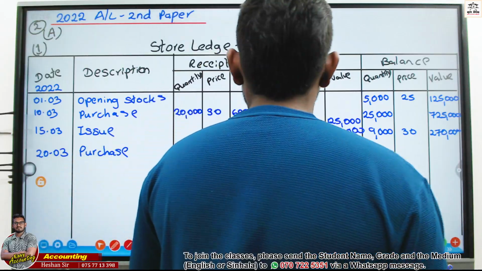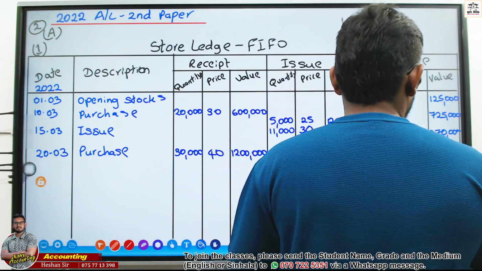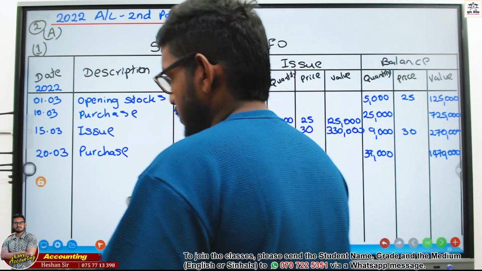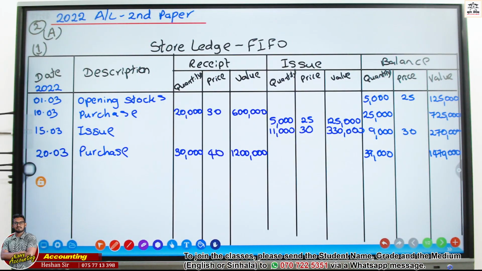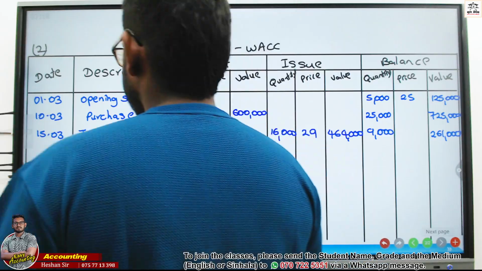Total you can take 1,470,000. Right? Then you can see in here.